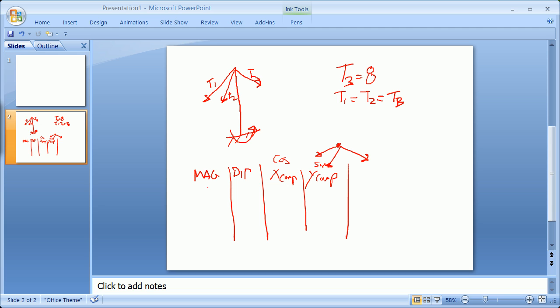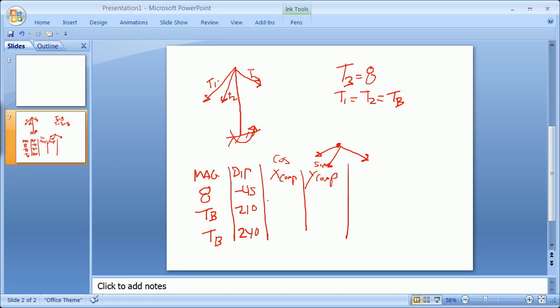So the magnitude of the first one is 8. The direction is minus 45, or if you think about it, 315. The second is T. That T direction is going to be 210, or 30 degrees. We call that TB. And the third one is also TB, and it has a direction of 180 plus 60, 240. And you know these are all tension.